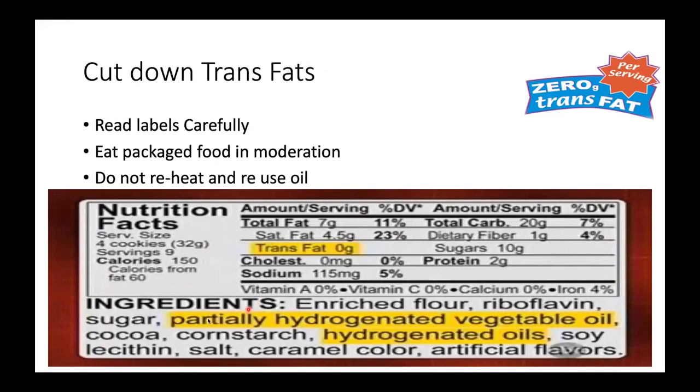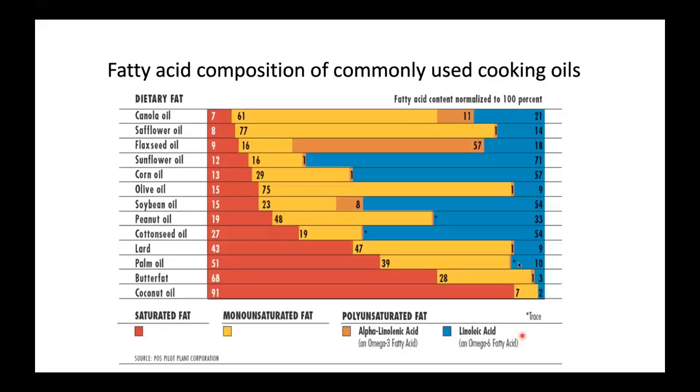But if you look carefully, they have written partially hydrogenated vegetable oil and hydrogenated oils, which are the source of trans fatty acid. So you have to look carefully at the food label, because what they do is disguise the evidence of the trans fatty acids.